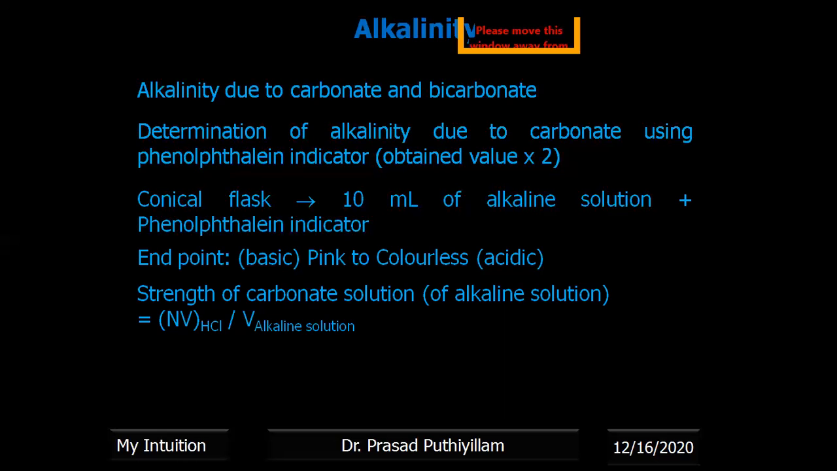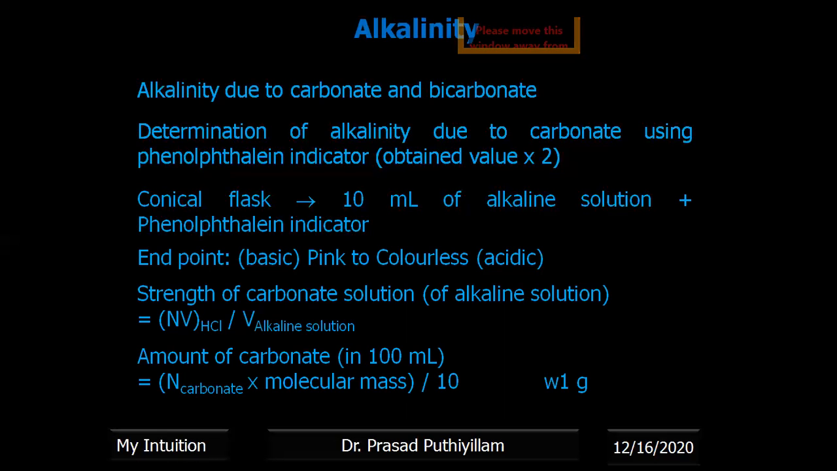Therefore, the strength of carbonate in that alkaline solution is calculated separately: normality times the volume of HCl divided by volume of alkaline solution. The amount of carbonate in 100 ml will be the normality calculated here multiplied by the molecular mass of carbonate divided by 10. Since we prepared only 100 ml solution, we calculate based on the normality concept, therefore we divide by 10. Let this weight be W1 gram. Here the molecular mass of carbonate is 60.01, and of bicarbonate is 61.01, one extra hydrogen is there. So W1 gram of carbonate is obtained.